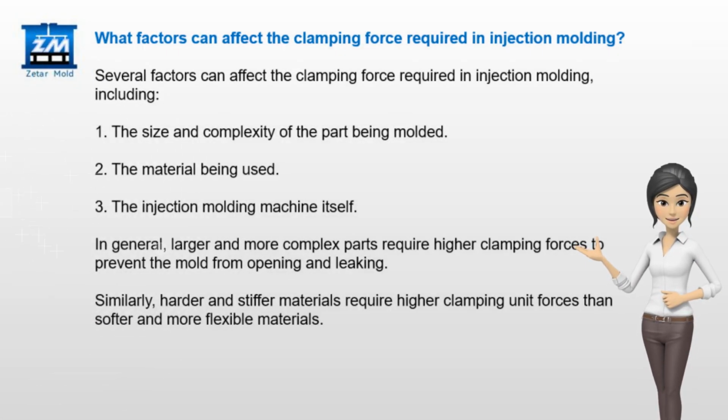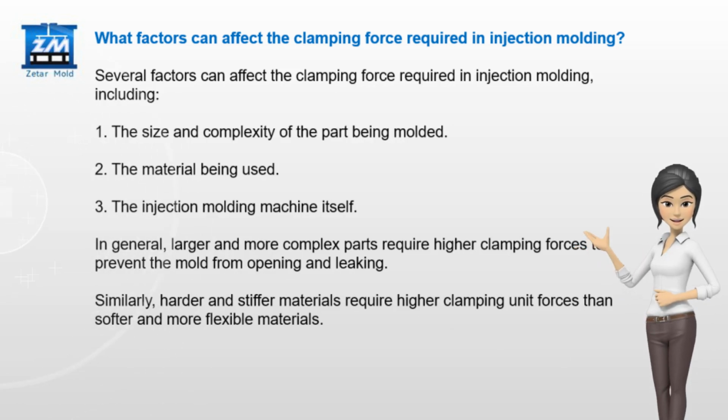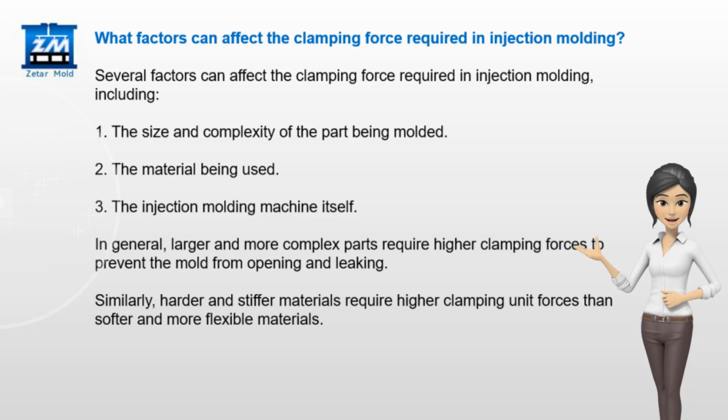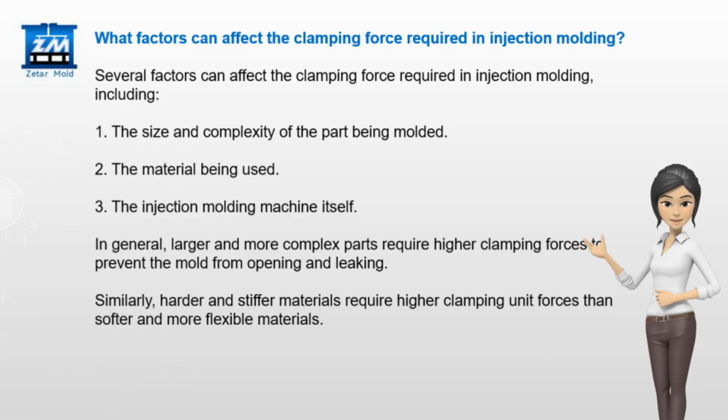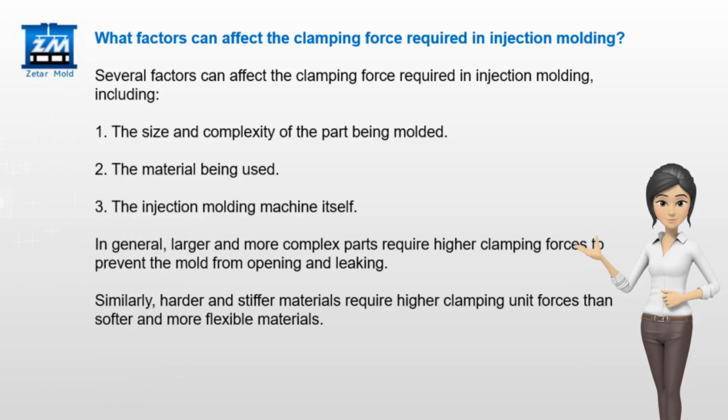What factors can affect the clamping force required in injection molding? Several factors can affect the clamping force required, including the size and complexity of the part being molded, the material being used, and the injection molding machine itself. In general, larger and more complex parts require higher clamping forces to prevent the mold from opening and leaking. Similarly, harder and stiffer materials require higher clamping forces than softer and more flexible materials.